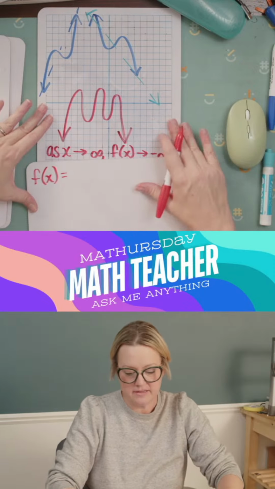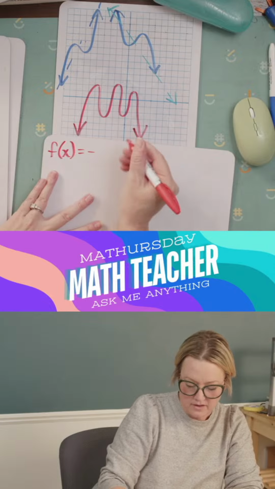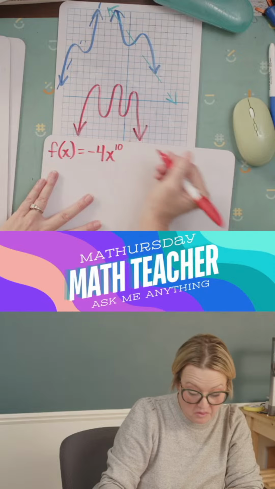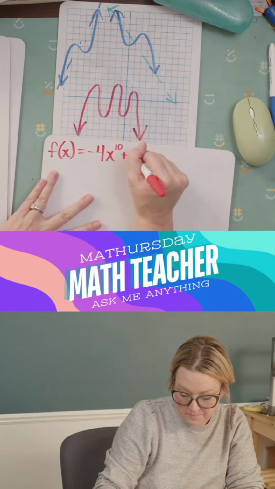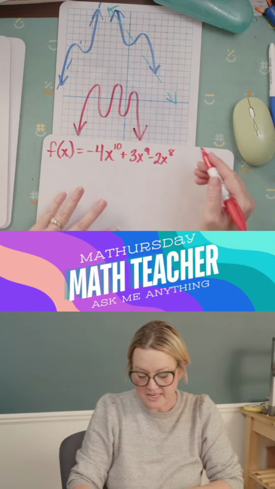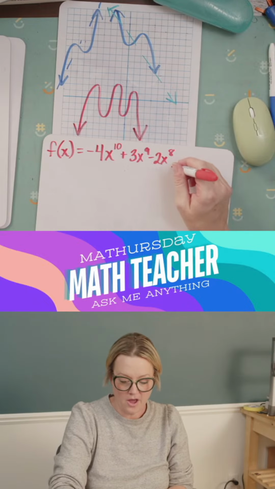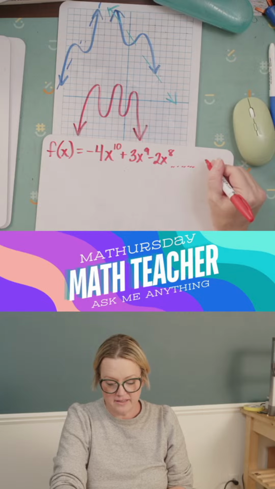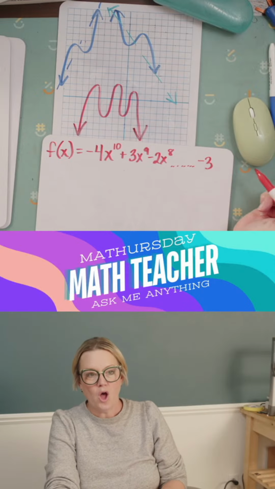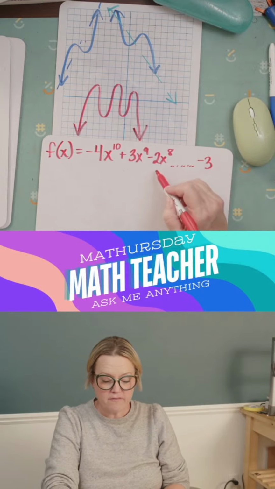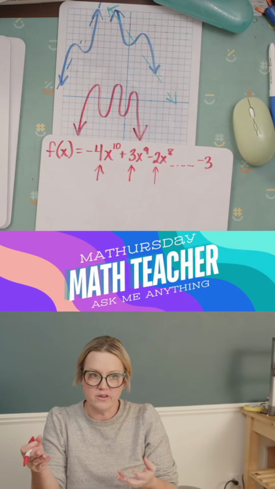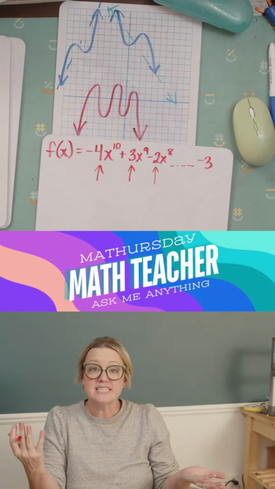So f of x is going to be, let's say, negative 4x to the 10th plus 3x to the 9th minus 2x to the 8th, and you could fill in a whole bunch of these on and on down until you get to, I don't know, negative 3 as your last one. You can play around with the coefficients. This is something that's really fun to do on a graphing calculator, to investigate and see what happens.